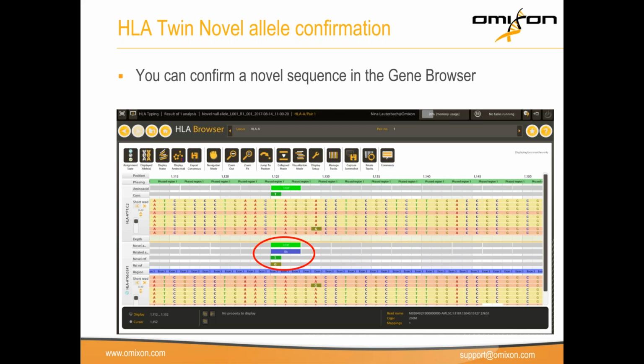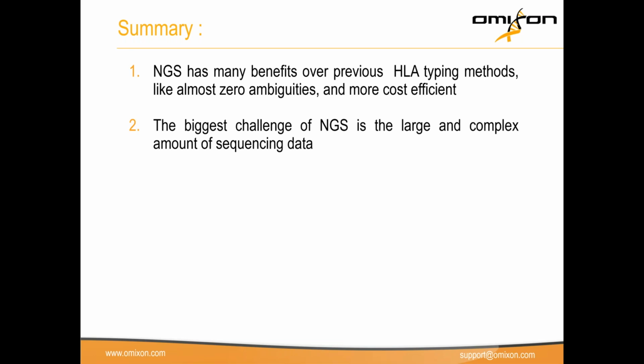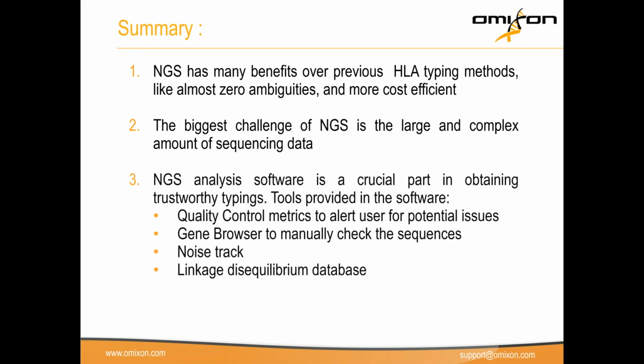So in summary, I've shown you that NGS has many benefits over previous HLA typing methods, like almost zero ambiguities because of the high resolution, and also being much more cost efficient. However, there are also quite some challenges, and one of the biggest challenges is that NGS gives you a very large and complex amount of sequencing data, and that the software is one of the most crucial parts of the whole workflow to make sense of this data.